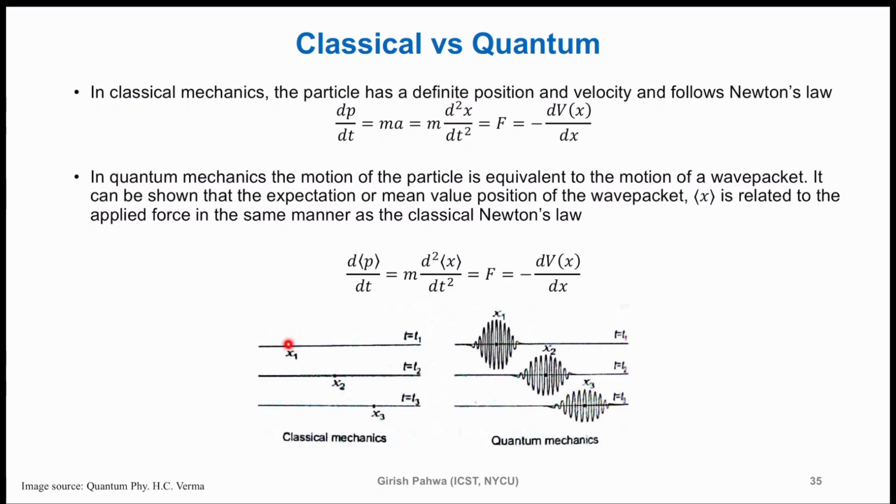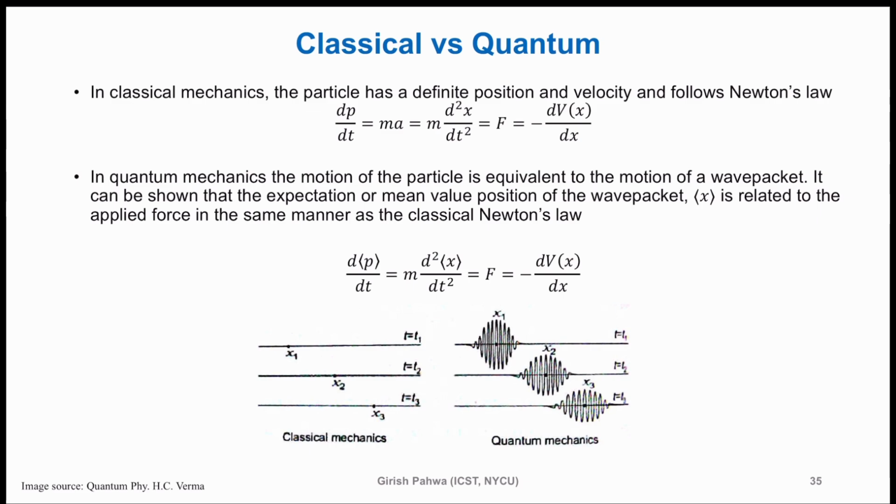So as you have a classical particle, say at x equal to x1, you have a wave packet and its center is at x equal to x1. As this particle moves, the wave packet moves, comes to x3, but as the wave packet moves, it also spreads, disperses. So the free particle is complete.